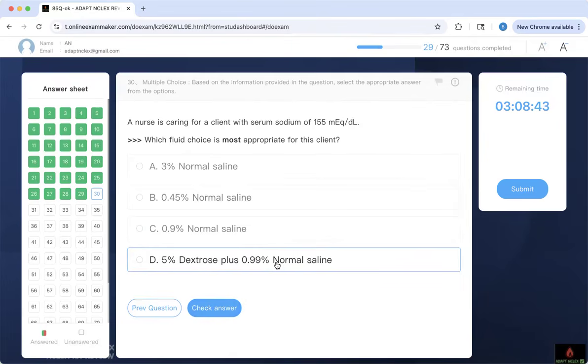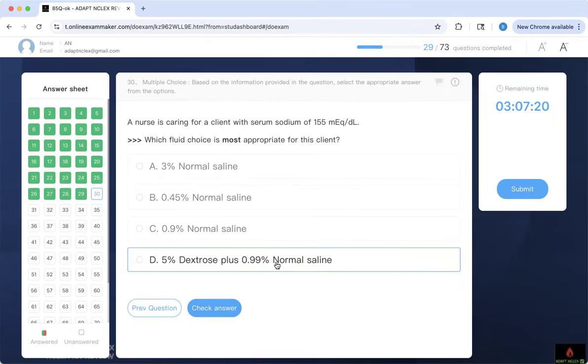Which fluid choice is most appropriate for the client? Fluid and electrolytes. You see, we move. I told you this concept. It's a bunch of topics you're supposed to know. If you need help, check out that NCLEX. And this is caring for a client with a serum sodium of 155. That's hypernatremia. What fluid would you give them? 3%, 0.45%, 0.9%, 5% dextrose plus 0.9% normal saline.